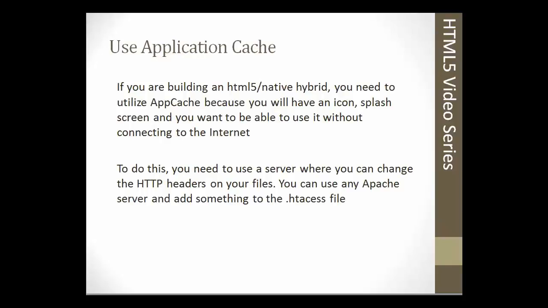Now, when you build an HTML5 mobile application, you're most likely going to take advantage of the application cache, or the app cache feature of HTML5. You'll need this because you want to have an icon, you want to have a startup screen, and you want the user to be able to use the app without having to be connected to the internet. And to be able to use the cache in this way, you need a server where you can change the HTTP headers on your files. You can do this by utilizing the htaccess file on any Apache server.